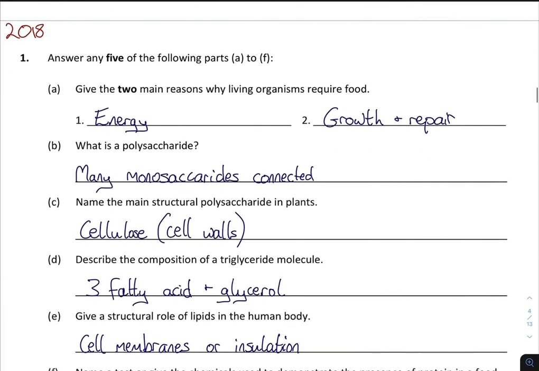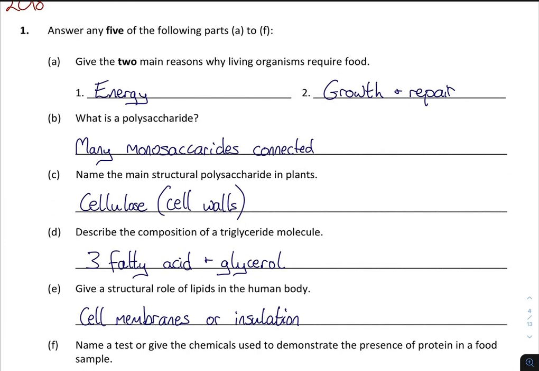2018. Give 2 main reasons why we require food. So we've seen that question before, and the reason it was asked again was because it was so poorly answered. It is energy, growth, and repair. Growth and repair are considered to be the same point, by the way. So I don't want you to see writing down growth and repair as 1 and 2. Energy always goes in there, no matter what.